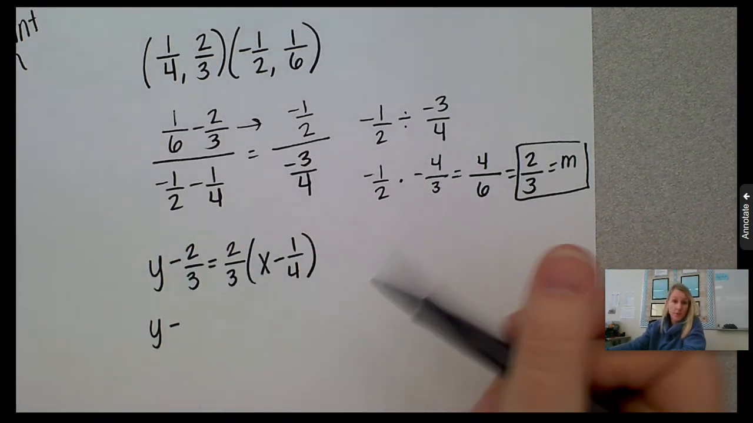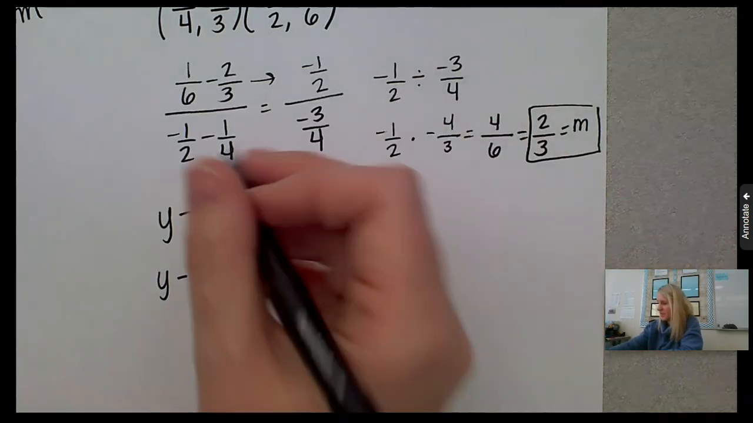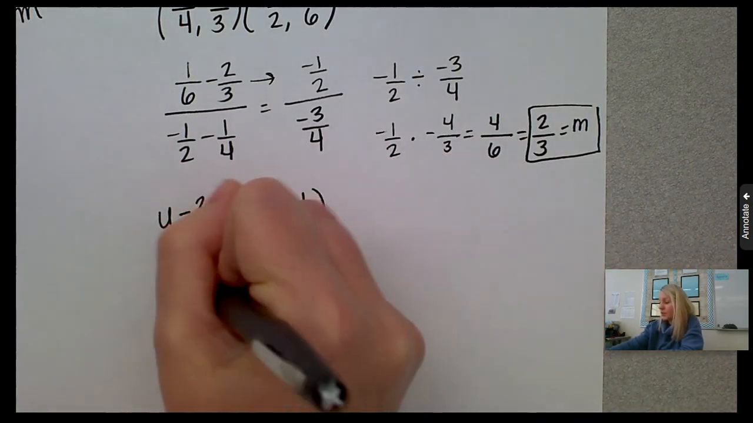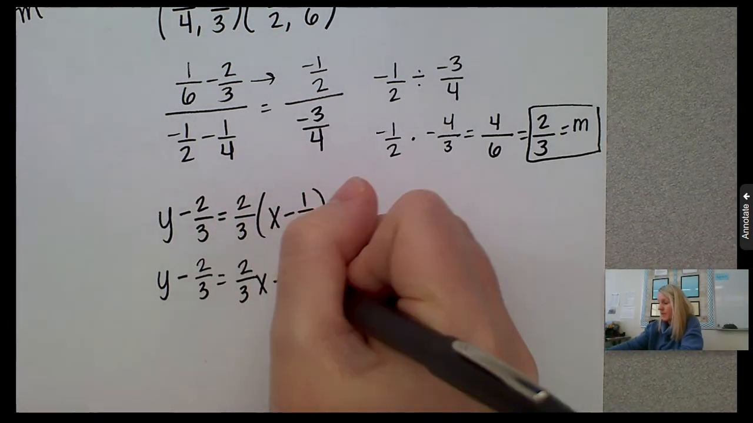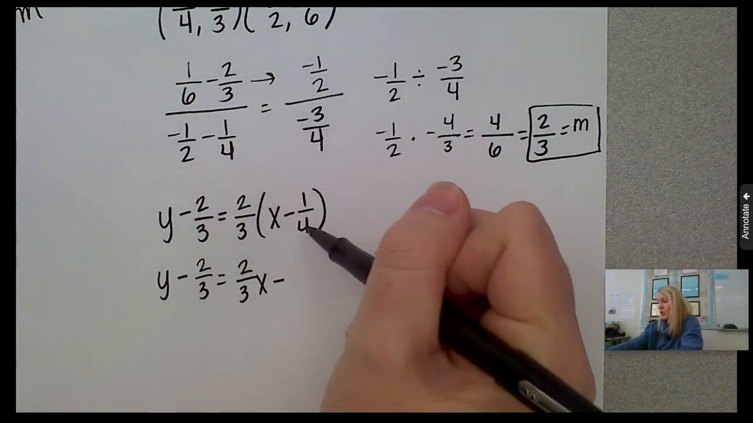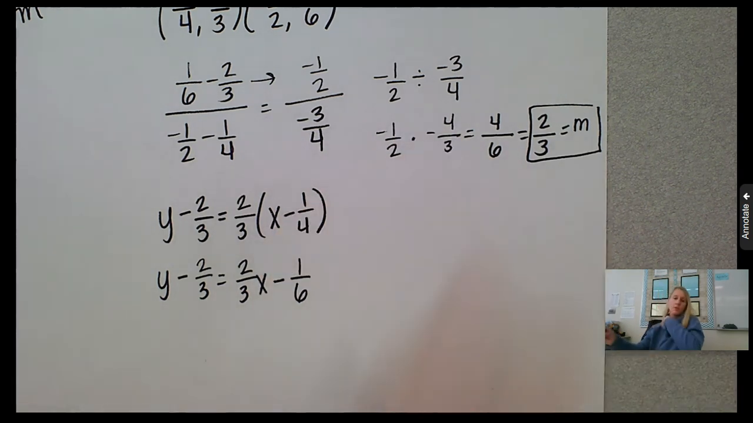If I had said point slope, you would have been like, sweet, because you'd be done, but you gotta fancy it up here. So that would be y minus 2/3 equals 2/3 x minus, that would give me what, 2/12, and 2/12 is 1/6. So I'm just kind of reducing as I'm going.